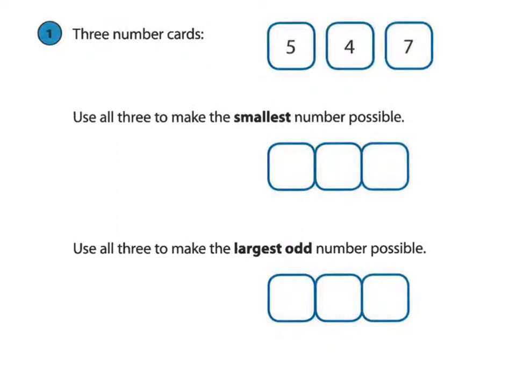Okay, so question 1, 3 number cards. We have 5, 4 and 7. Use all 3 to make the smallest number possible.